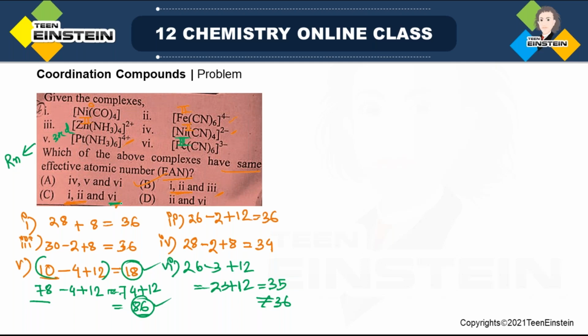Fine. So if you get this type of question, don't just blindly find out the EAN for all these 6. It is true that after completing the 3 calculations, we are able to choose the correct option. But it may not be so always, still you have to be alert, because if you don't have to do the calculation of all these complexes, obviously that will be time saving. Okay.